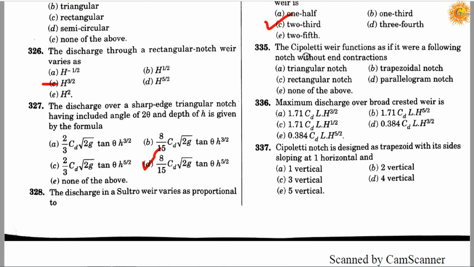The Cipolletti weir functions as if it were a rectangular notch without end contractions. Option A is triangular notch, option B is trapezoidal notch, option C is rectangular notch, option D is a parallelogram notch, and option E is none of the above. So the correct answer is C, it will be rectangular notch.